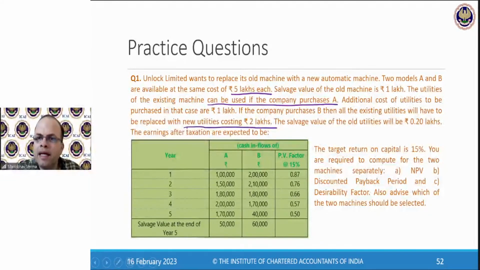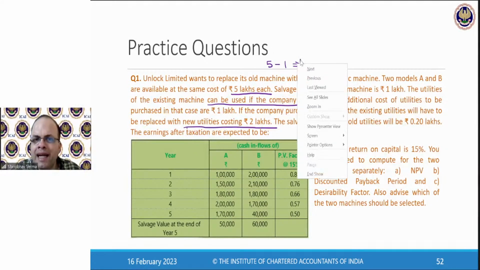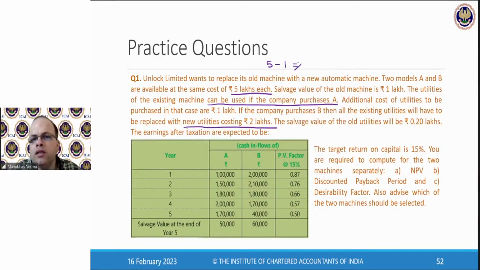Now, what's happening in this case is, guys, if you're talking about machine A, one thing is for sure, both the machines are costing 5 lakhs. And the salvage value of the existing machine is 1 lakh. That is for sure. So that means at the end, if we ignore the utilities part, we are anyways investing 4 lakhs for both the machines. Ankit, awesome. Dinesh, very good. So I think now I'm getting some accurate answers.